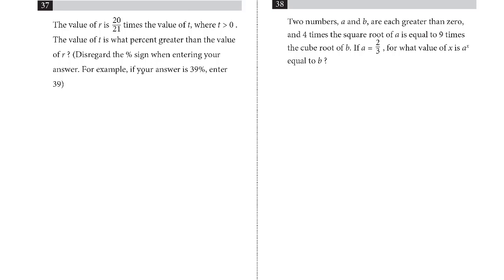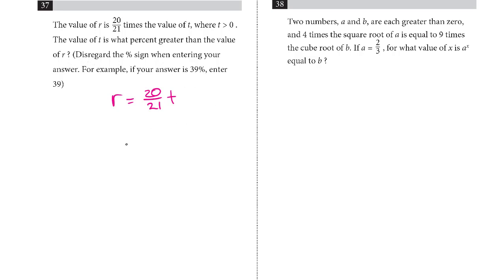37. The value of r is 21 times the value of t. So r equals 21t, where t is greater than 0. The value of t is what percent greater than the value of r?